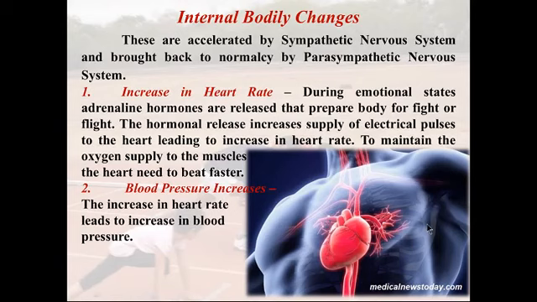What are the internal body changes? These are accelerated by the sympathetic nervous system, as I told you, and brought back to normalcy by the parasympathetic nervous system. The first bodily change when we experience an emotional state is an increase in heart rate. This image shows the location of your heart. Why does heart rate increase? Let me explain. During emotional states, adrenaline hormones are released that prepare the body for fight or flight. Getting my point? The hormonal release increases the supply of electric pulses to the heart.